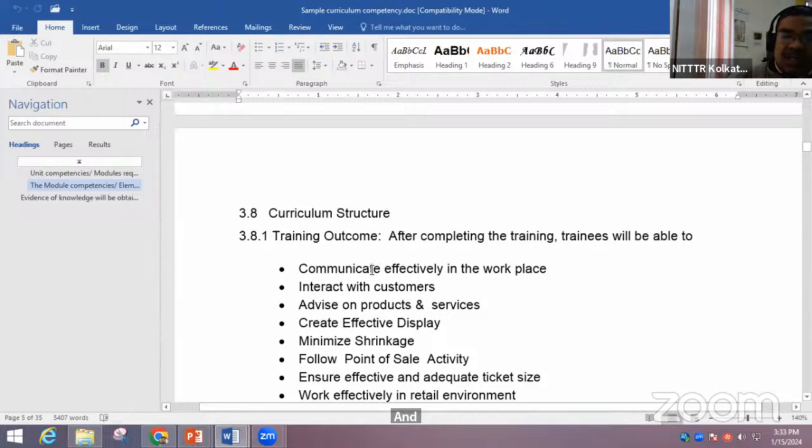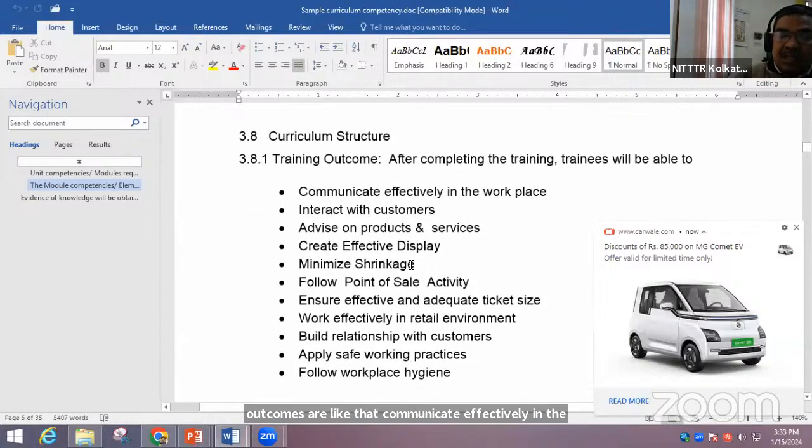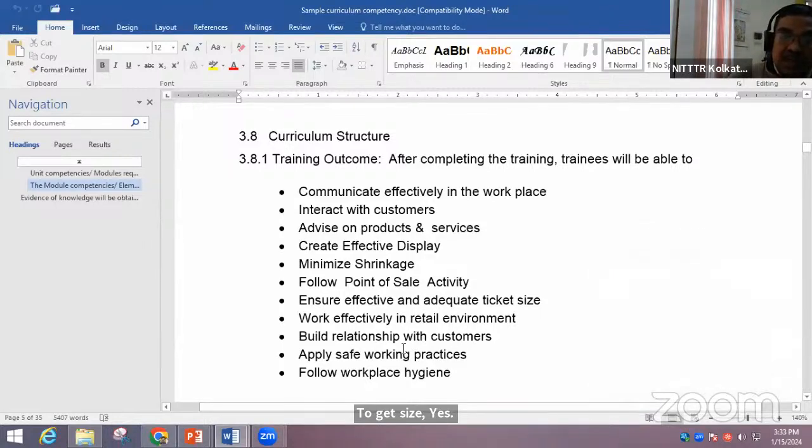Similarly, the curriculum structure has these training outcomes: communicate effectively in the workplace, interact with the customer, advise on the product or service, create effective display, minimize shrinkage, follow the point of sale activity, ensure an effective and adequate ticket size, work effectively in the retail environment, build relationships with the customers, and all that.